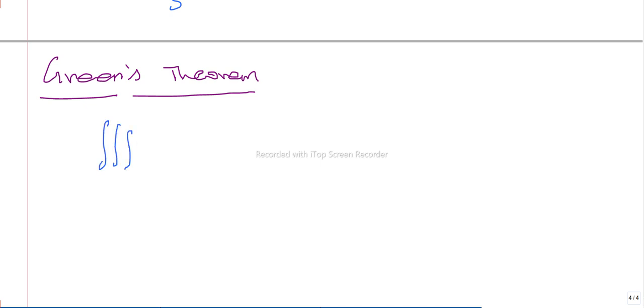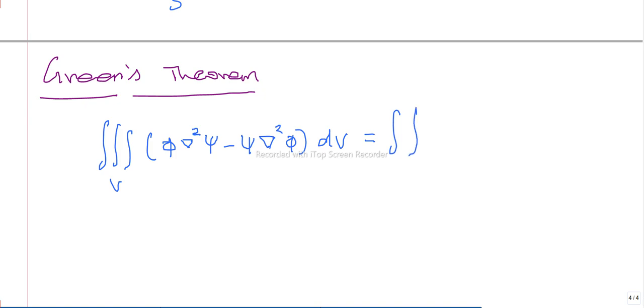The integral statement is: triple integral over V of (phi del square psi minus psi del square phi) dv is equal to the double integral over S of (phi del psi minus psi del phi) dot n cap ds. Here phi and psi are scalar point functions. So this is Green's theorem.